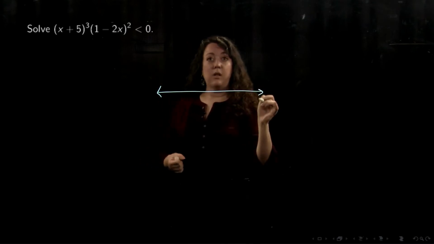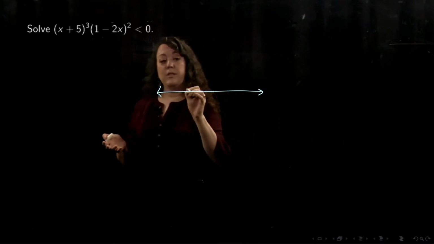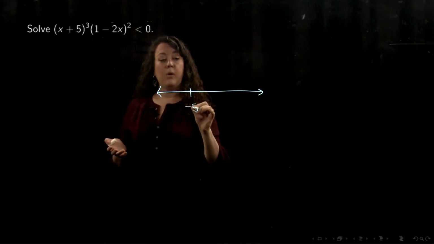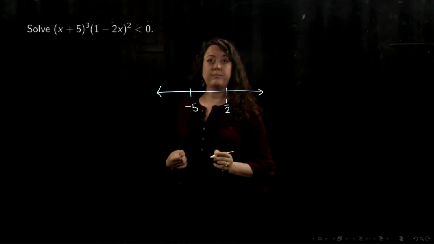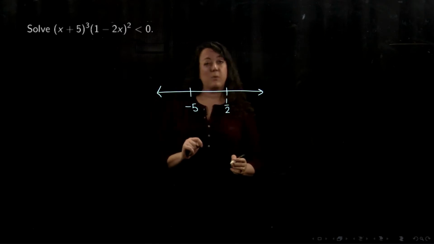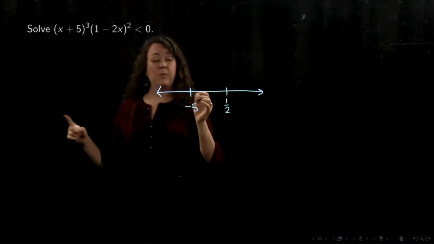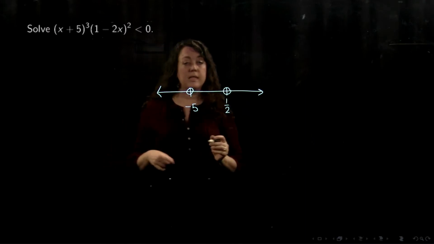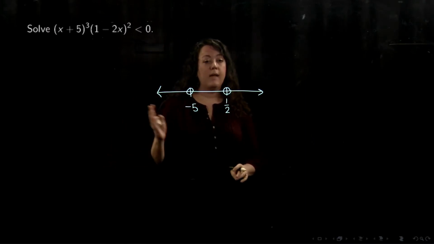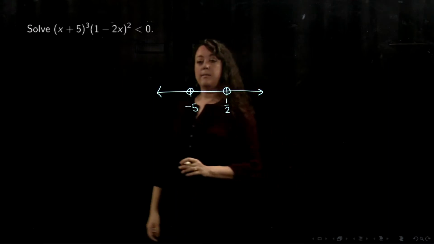My zeros fall when x plus 5 is 0, which is at negative 5, and where 1 minus 2x is 0, which is at positive 1/2. I don't get to include these. Why not? There's no equal to sign underneath that inequality, so these are both going to be open circles, not included in my answer, and then I want to see what happens as I move across.